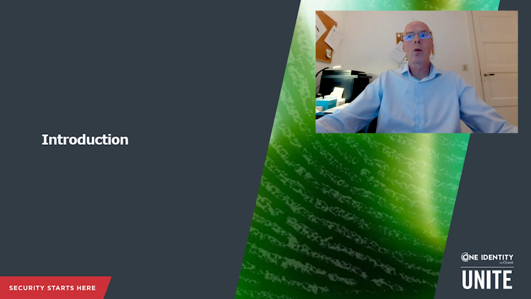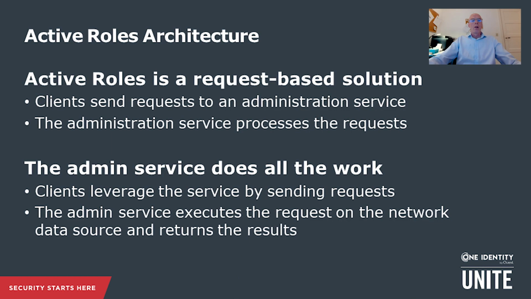So today I'm going to walk you through the requests, which are fundamental to the way Active Roles works. So just for those that don't know, we'll just cover the Active Roles architecture. It's a request-based solution. So you may not know this and it may not be visible, but clients send requests to an administration service and the administration service processes the requests. Basically, the admin service does all the work. So clients leverage the service by sending the request. The admin service executes the request on the network data source and returns the results.